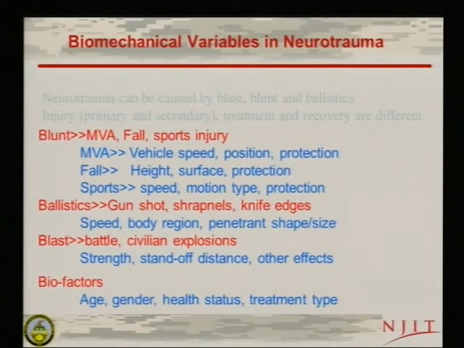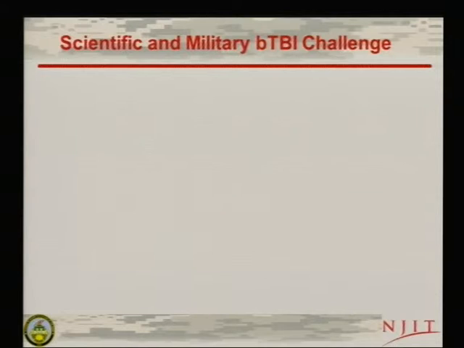So, of course, this is all important. This is all what I call the biomechanical factor. The biological factor is also very important, for example, the age of the patient, the gender, and the health status, young versus old, and the treatment type. Like we talked about all this morning, the treatment type in terms of when you are treating and when you are not treating will also play a part. So overall, when you want to treat, we have to consider not only the biological factors or what is observed, but also the root cause, what is happening, because that will make a difference.